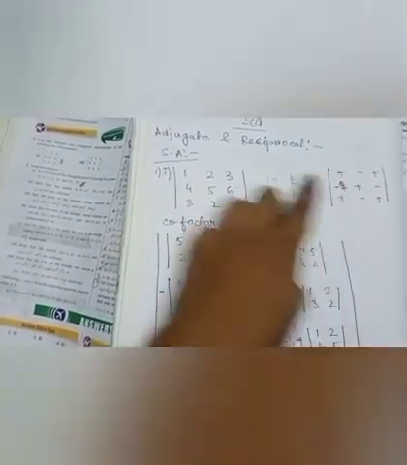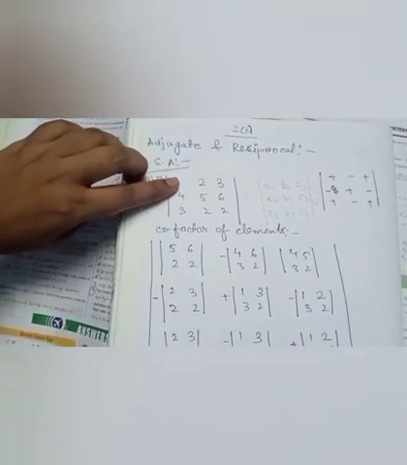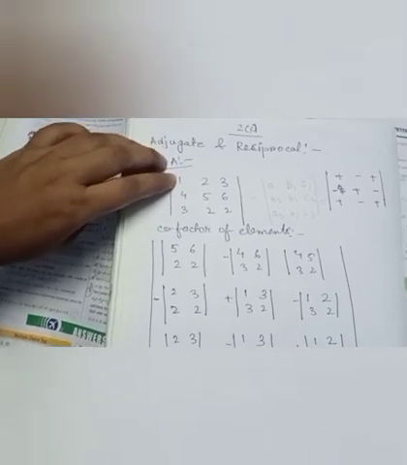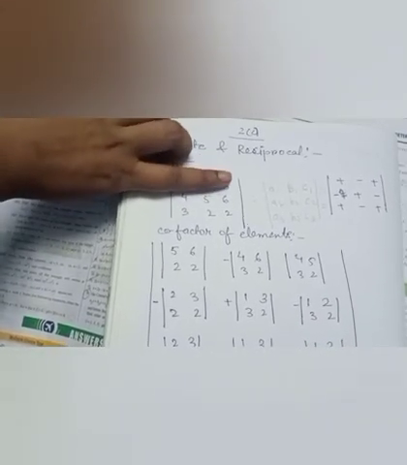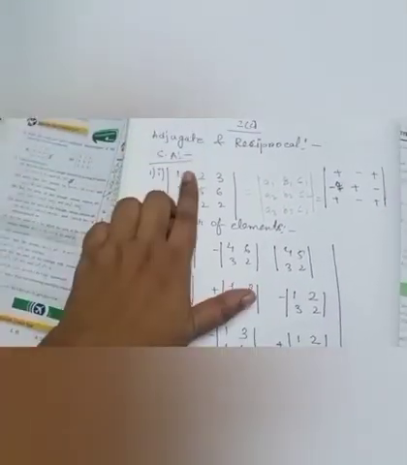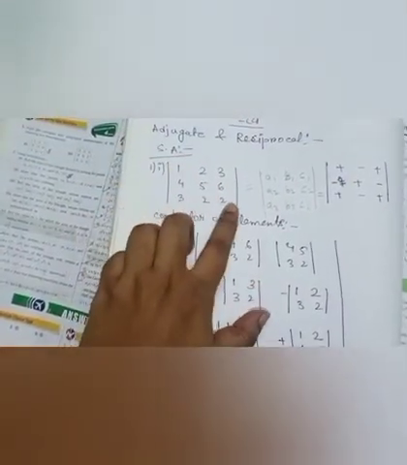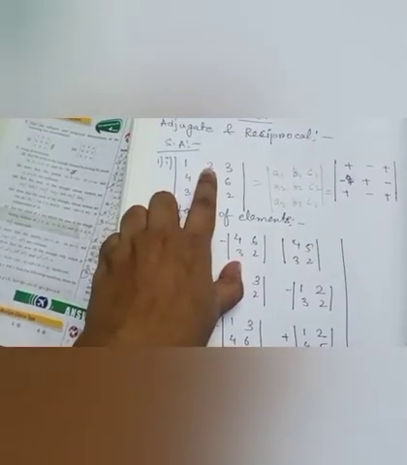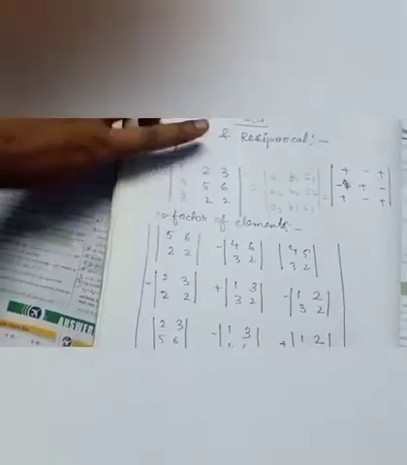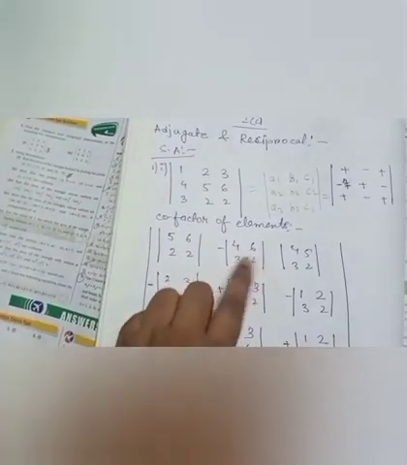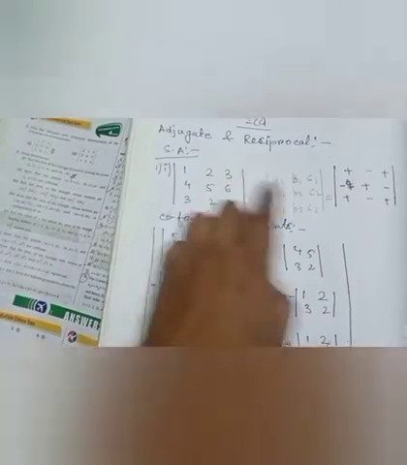Now see, for the first one, which sign we used? Plus sign. So for the first element, when we are finding the cofactor of this element, we will cover this row and cover this column. After covering this row and this column, how many elements are left? 5 6 2 2. So I am writing 5 6 2 2. Then for the second element, I am giving minus sign. For 2, the second element, we will cover this column and this row. So what is left? 4 6 3 2.